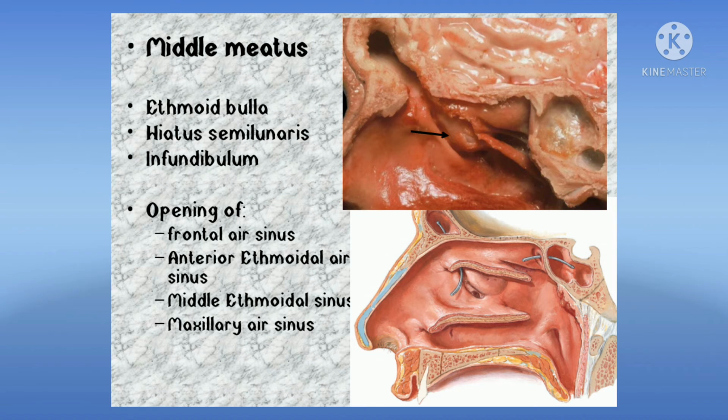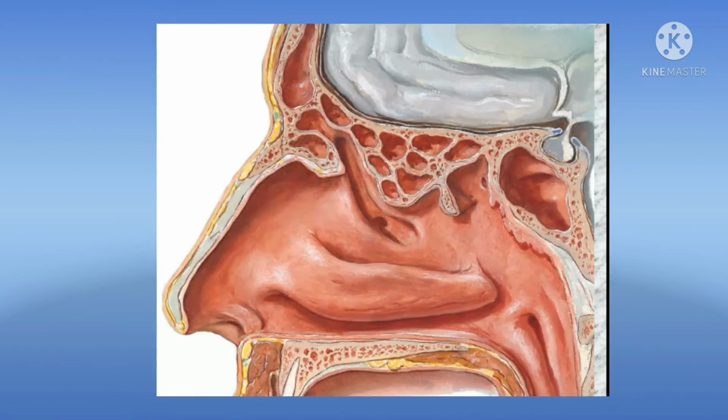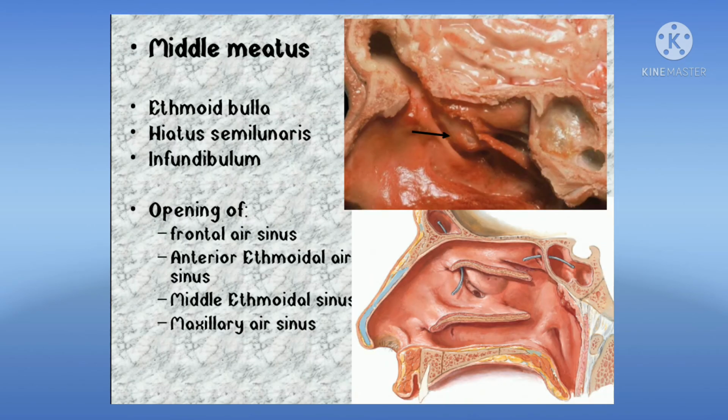Behind the opening of the frontal air sinus, one more sinus opens, which is the opening of the anterior ethmoidal air sinus. At the posterior part of the hiatus semilunaris, there is one more opening. It is the maxillary air sinus, often represented by two openings. On the medial surface of the bulla ethmoidalis, there are a few more openings. They are the openings of the middle ethmoidal air sinuses.